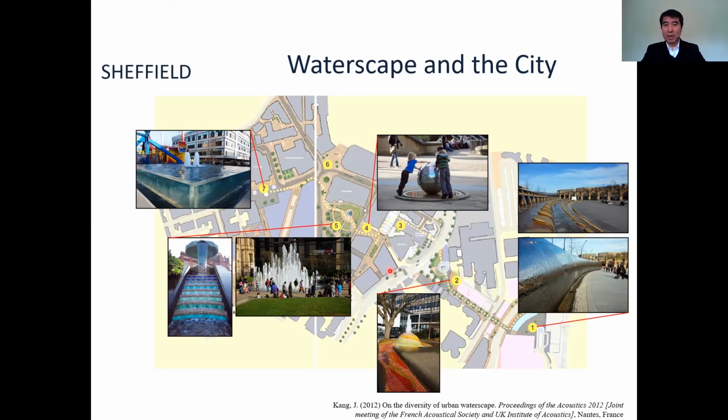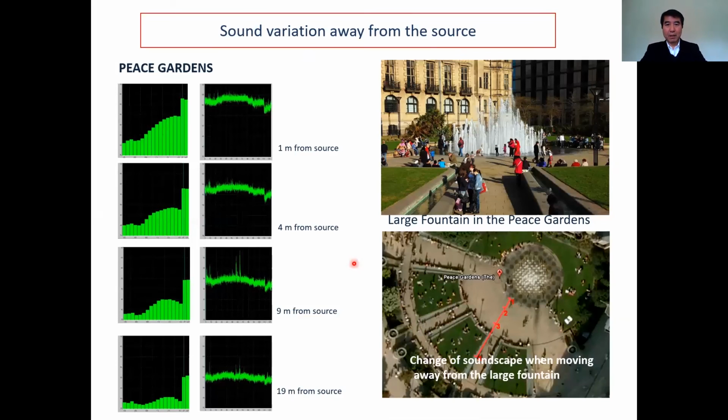And with city center regeneration, water was rediscovered or installed. So around the city center, there's a gold route with a lot of water features. We studied these water features to see what they can do. It was also shown on the BBC once, about different water features. This is, again, the Peace Garden, Central Square. You can see 1 meter from the source, 4 meters, 9 meters, 19 meters. The spectrum is very different, and sound level and dynamic pattern also vary. So this shows great potential for designing soundscape even within 20 meters.